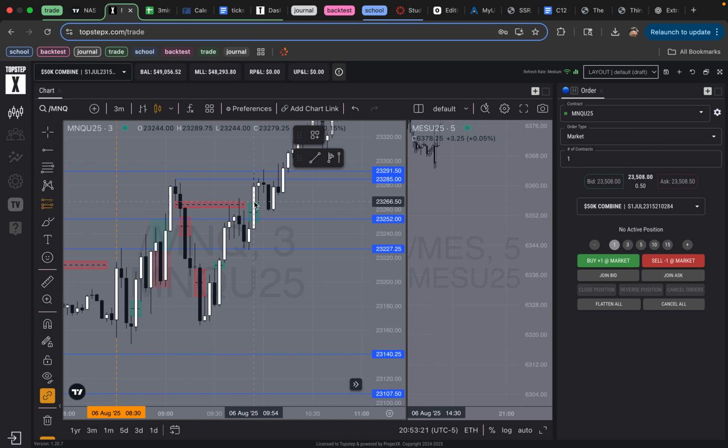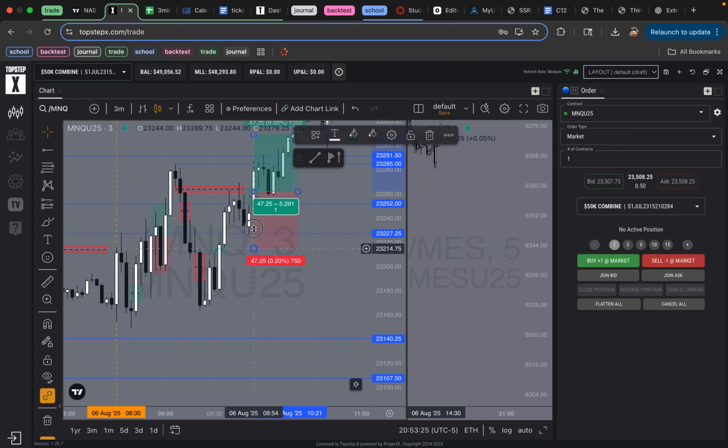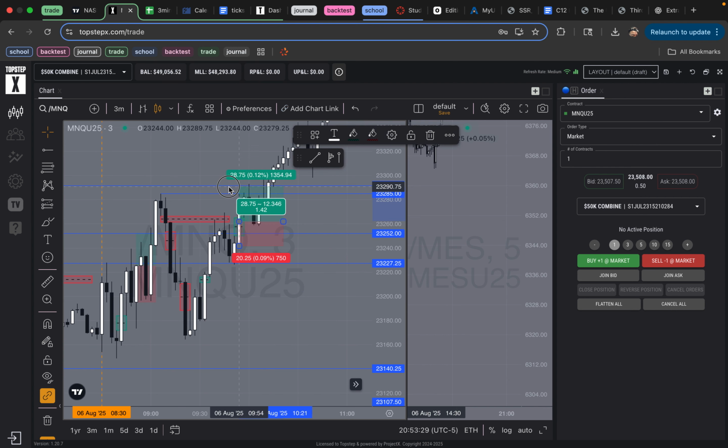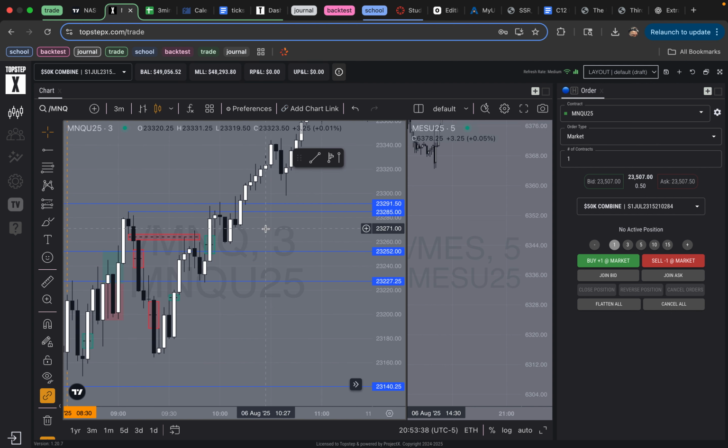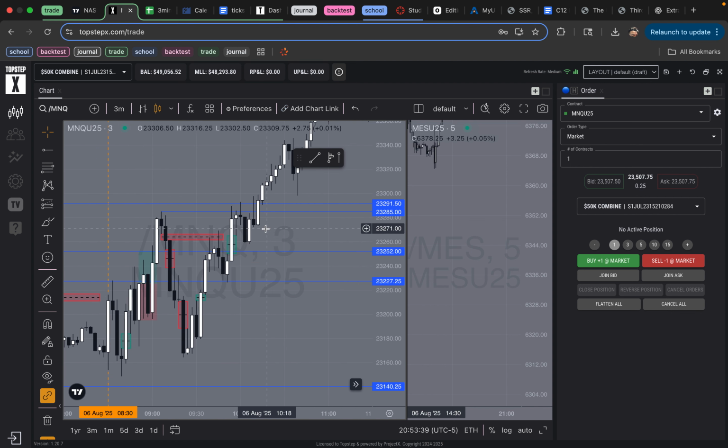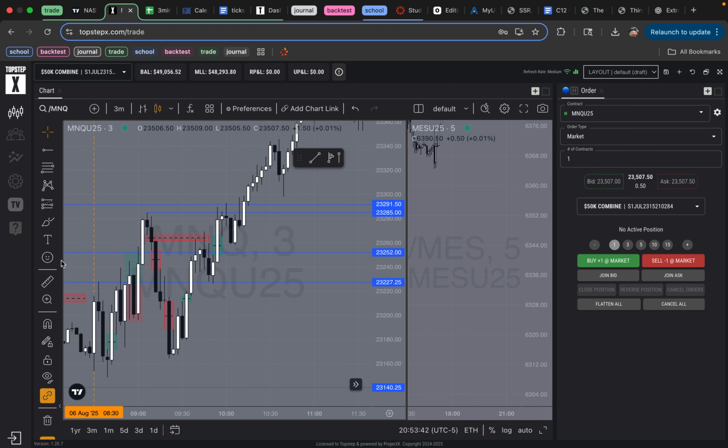Let me turn off the magnet. So let's say we closed even right here. I would have entered something like this, targeting this high, 1.4R. That was the perfect scenario. I didn't expect us to buy the fuck up. We aren't doing that, of course. And yeah, that's pretty much how I didn't trade today.